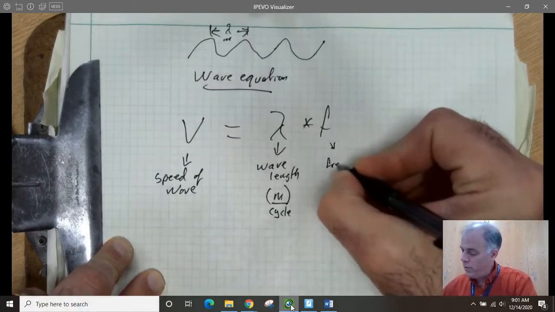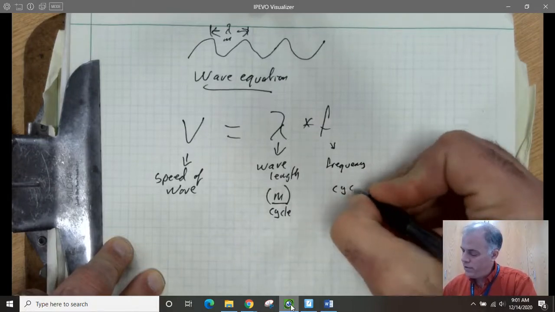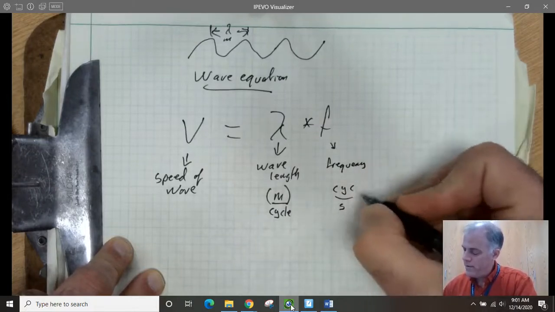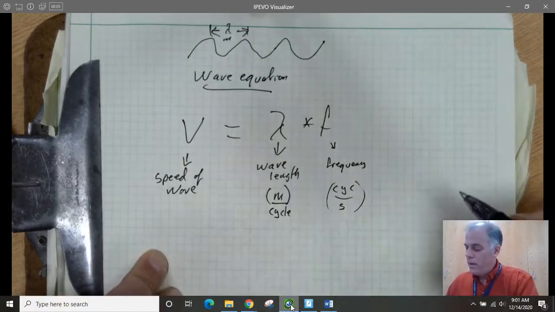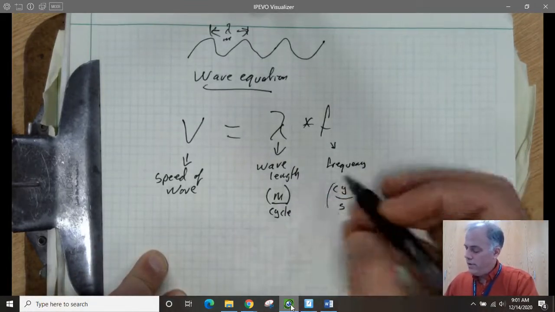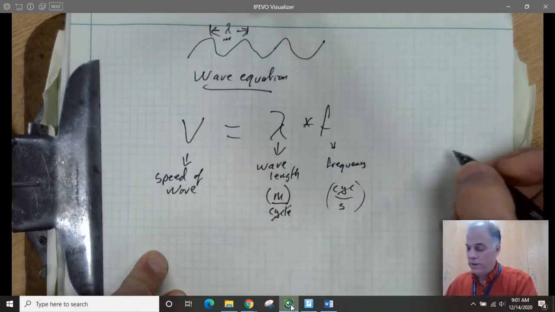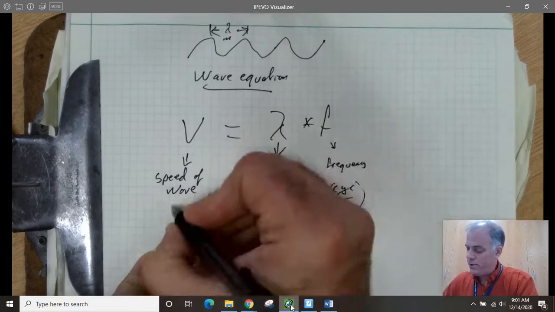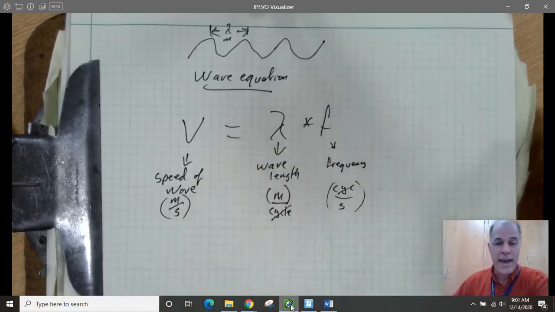F is the frequency. We've seen that one before. Okay, and that is in, as you remember, cycles per second. Now, as you can see, we have meters per cycle and cycles per second. So mathematically, the cycles cancel out, and that leaves us with meters per second. So the wave speed will come out to be meters per second.